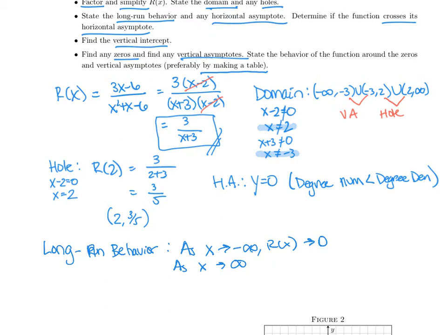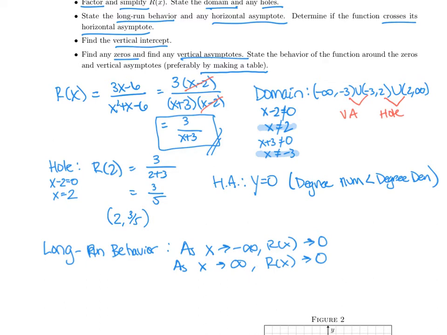As x approaches infinity, r of x still approaches 0. So that's most of the second bullet point. The last part says determine if the function crosses the horizontal asymptote. So here's the thing. Asymptotes are these boundaries we're not allowed to cross, except there's always an exception for everything. So for a horizontal asymptote, you actually can cross a horizontal asymptote.